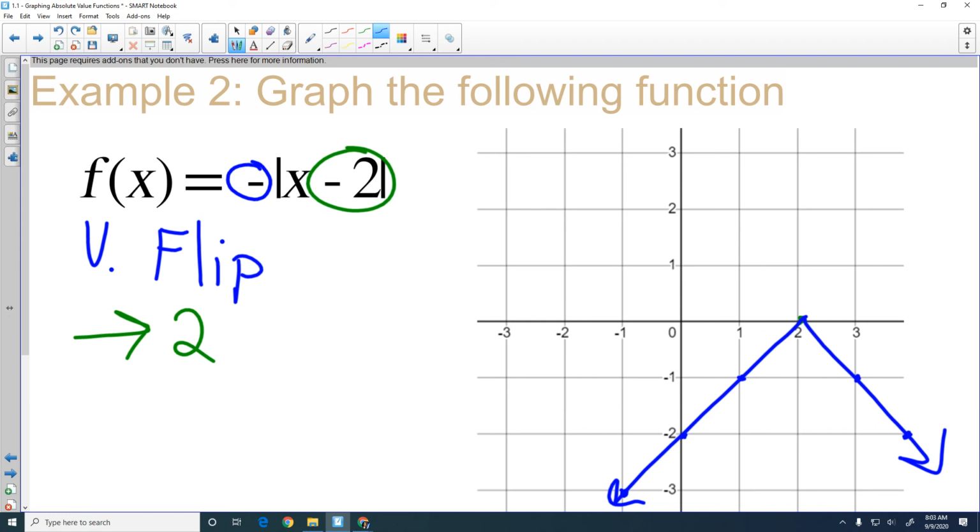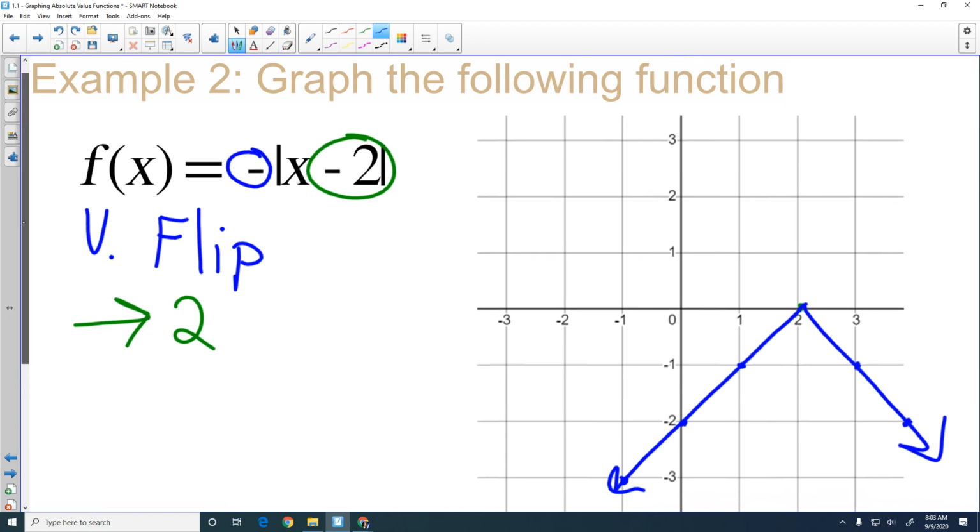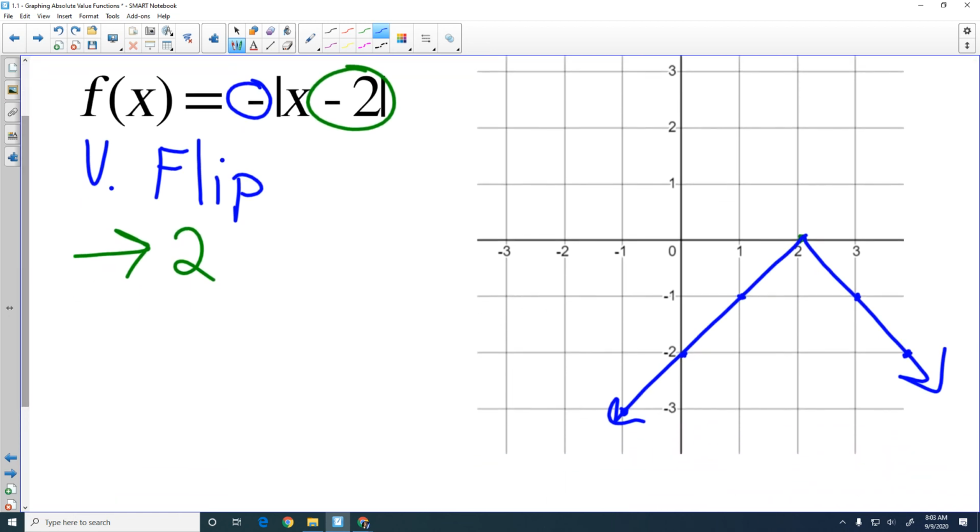Any questions on that? So now we're combining the translations with the flips. We're doing okay? All right, I'll take the head bobs. Would this graph be any different if I had a negative right there inside with the x? Would that change anything? Not really, right? Because that horizontal flip, it's going to look the same, upwards or downwards.